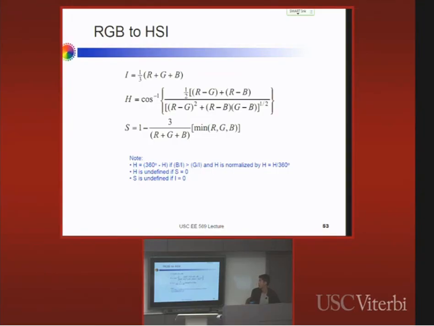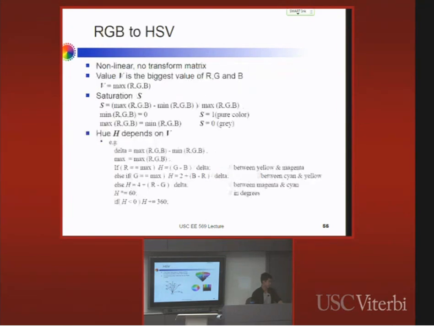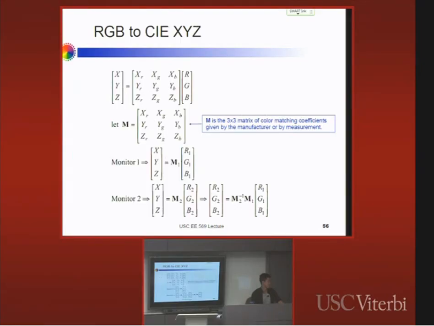So the I component, which is the intensity component, is a little bit different from the way you converted RGB to the black and white pixel. The I component is an average directly of R, G, and B. Hue saturation value is very similar to the HSI model. And here's some details about how to convert from RGB to HSV, and from RGB to the CIE model, the XYZ component.